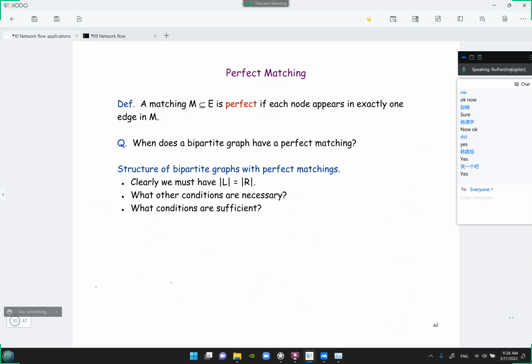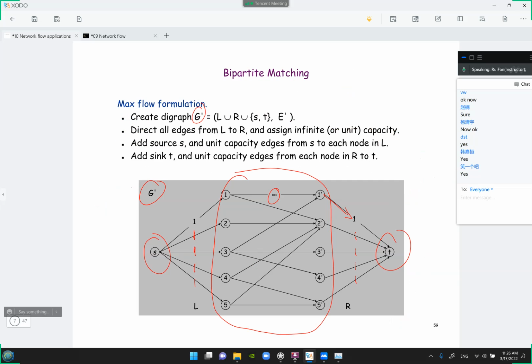Okay. So that's just one matching problem, bipartite matching. There are many other kinds of matching problems, which unfortunately I don't have time to talk about. But I'll mention one of them, which is called perfect matching. Perfect matching is just that every node has to be in the matching. That's what a perfect matching is.